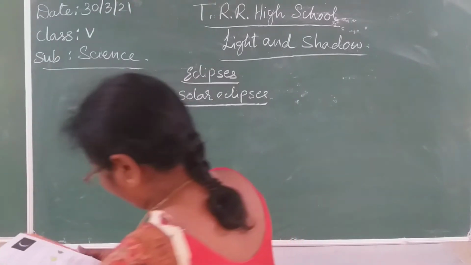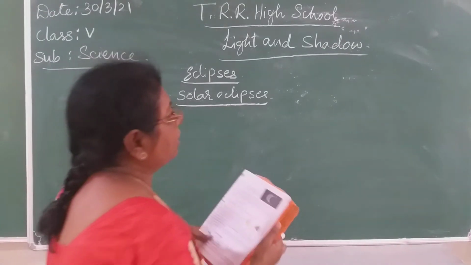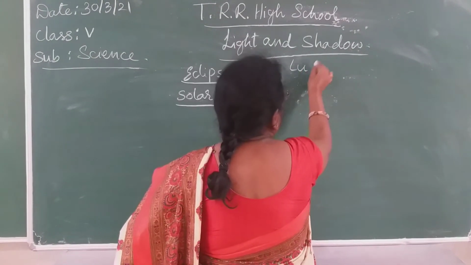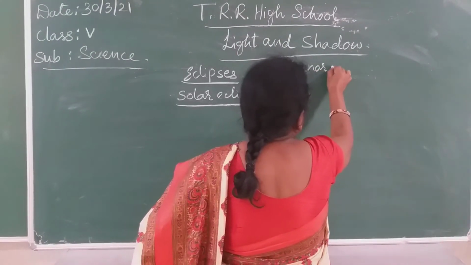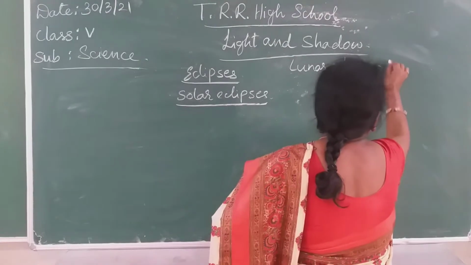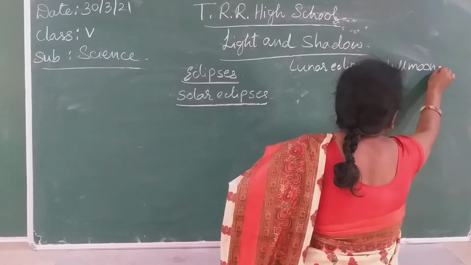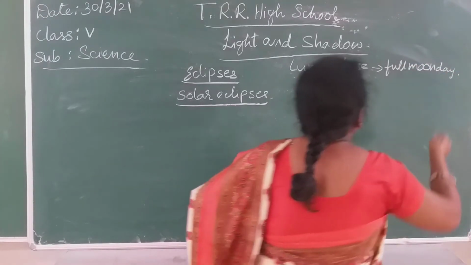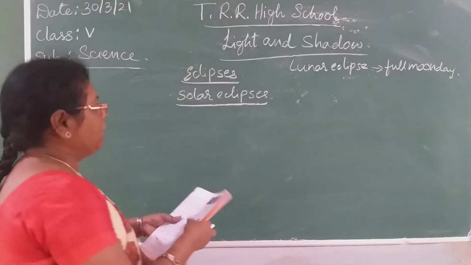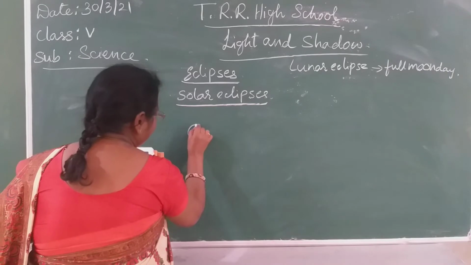See here, lunar eclipse occurs on full moon day. It occurs on full moon day. Now we will know about the solar eclipse. Here I am drawing the sun.